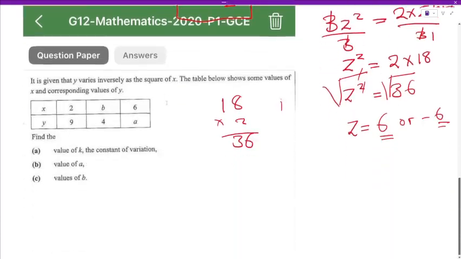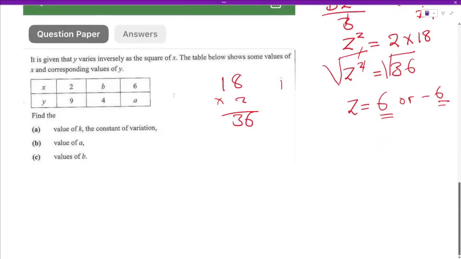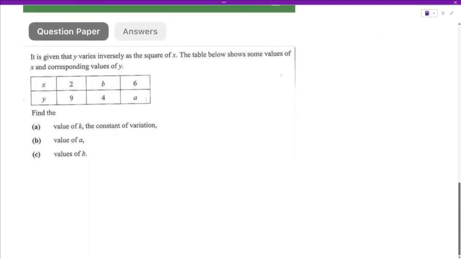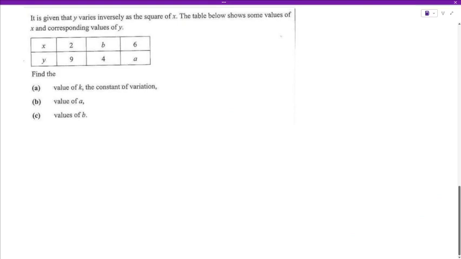Okay, we'll go back to that question after we're done with this one. So now we have a bit of strange looking questions. All of a sudden you are seeing a cubic function in variation. They've given you a table of values, and they are saying it is given that y varies inversely as the square of x. The table below shows some values of x and corresponding values of y.